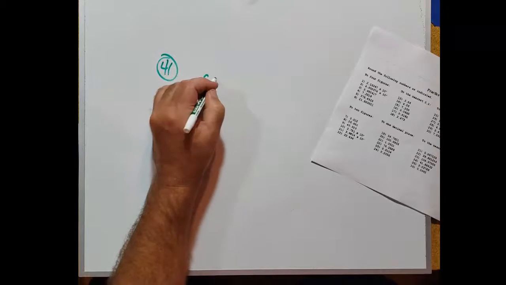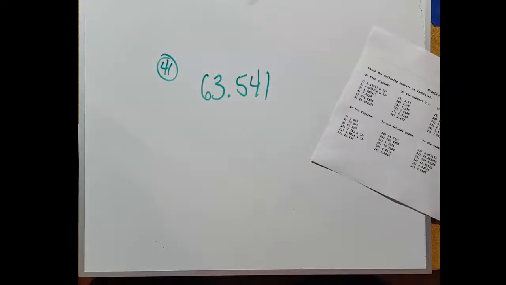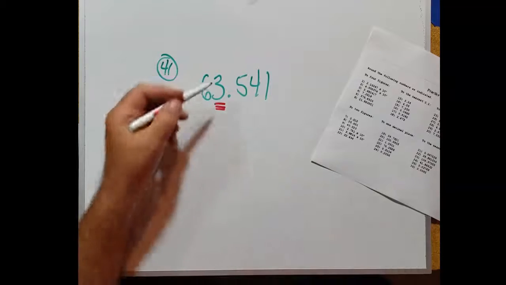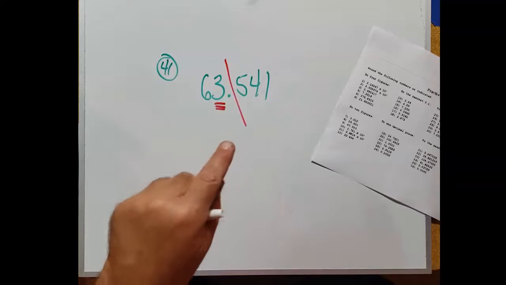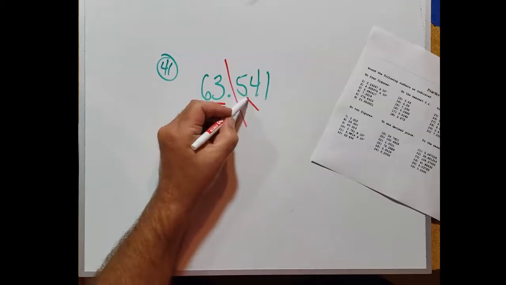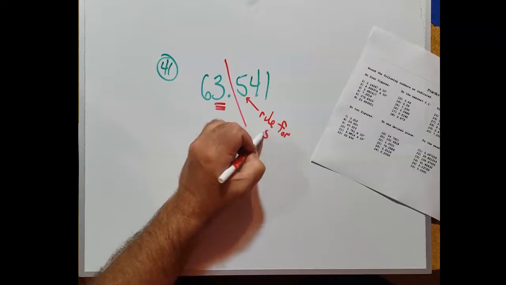Let's try number 41. 63.541. For 41, we're asked to round to the nearest whole number. That means to the nearest ones place. So that means we want to cut off the decimal portion, the 0.541. What's the first digit we're getting rid of? It's a 5, so we need to use the rule for 5.